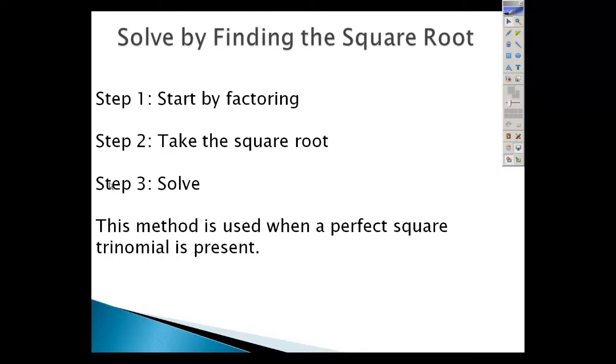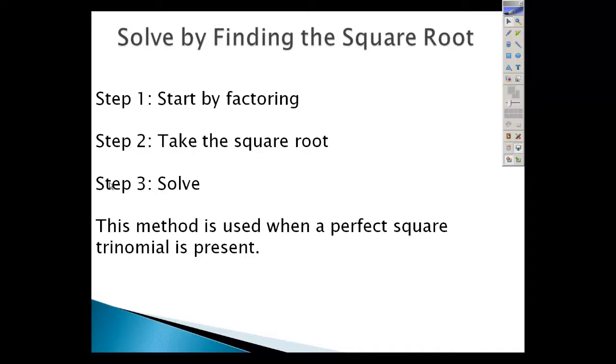Now, this is something we've done in the past, but specifically today, first we're going to factor, then we're going to take the square root, and then we're going to solve. And for today, the problems are going to be perfect trinomial squares. That's what's going to make it nice about factoring them, is that I will be able to take the square root of both sides.